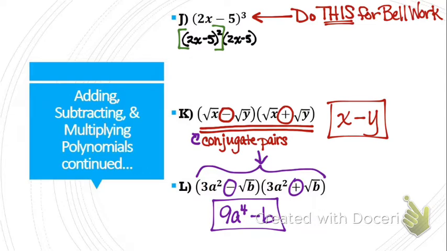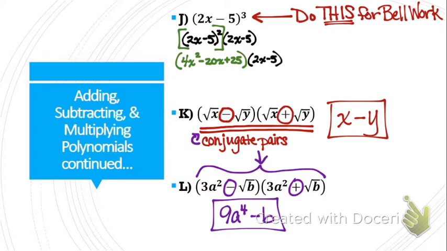So how does 2x minus 5 square? 4x squared minus 20x plus 25. Yes. Square your first term, multiply your 2 terms together and double them, square your last term.